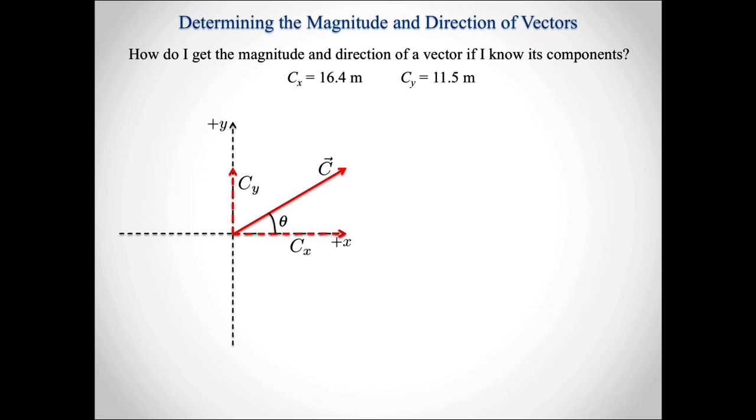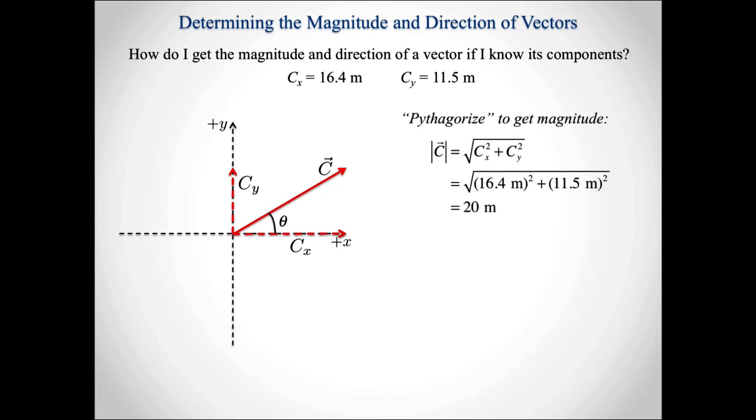So again, let's come back to our example here. So I've got the vector c. I know that its x component is 16.4 meters pointing in positive x. Its y component is 11.5 meters pointing in positive y. If what I want is the magnitude, the phrase we're going to use to describe this, just simple shorthand, is we're going to call this Pythagorizing. So we Pythagorize to get the magnitude, so we're going to take the square root of the x component squared plus the y component squared. In this case, 16.4 meters squared plus 11.5 meters squared, take the square root of that, you happen to get 20 meters, which is the magnitude of vector c.